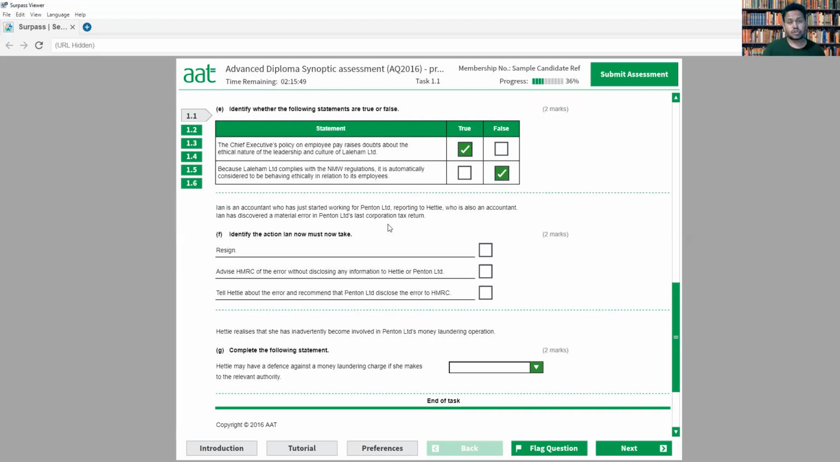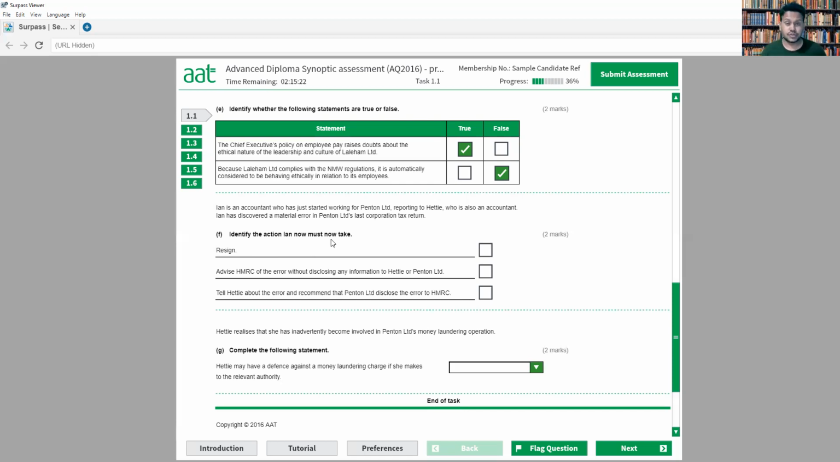And also the corporation tax means if you have a limited company, they have to pay the tax to HMRC, and this is called corporation tax. Remember, only the limited company, it could be public or private, they pay the corporation tax. So the sole trader and the partnership don't pay any corporation tax. So they found a mistake there. Identify the action Ian now must take.